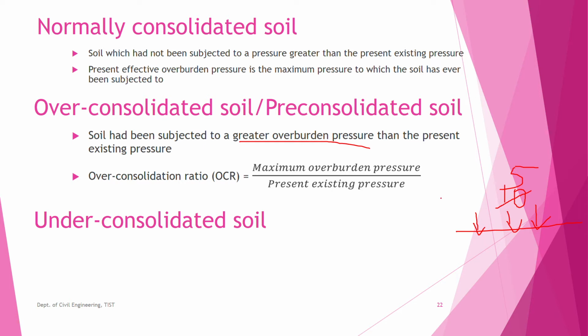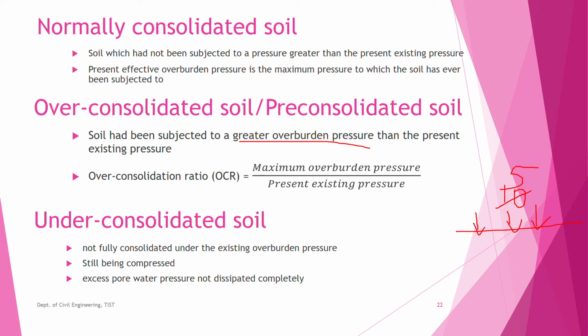Now, what is under consolidated soil? We have studied in consolidation that when we apply a load to the soil, the water will initially take up the load and excess pore water pressure is developed. This excess pore water pressure will be dissipated when the water goes out of the soil, when the consolidation or the compression takes place. So if it is not fully consolidated under the existing pressure, then that type of soil is known as under consolidated soil.